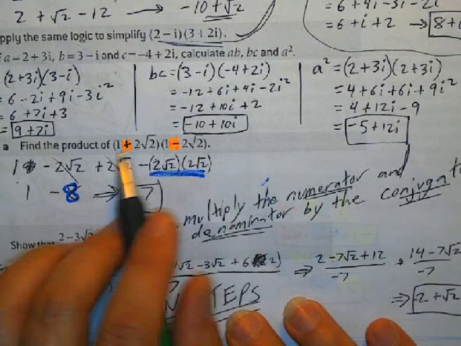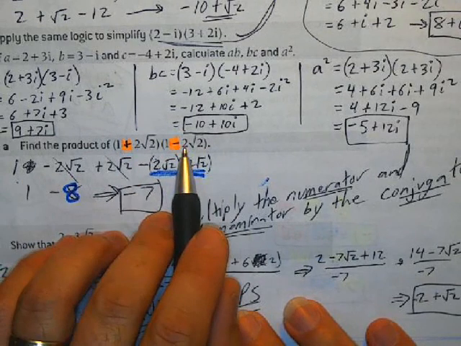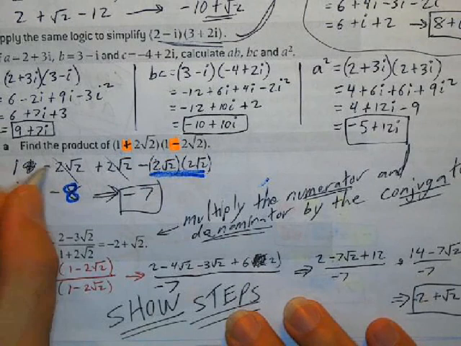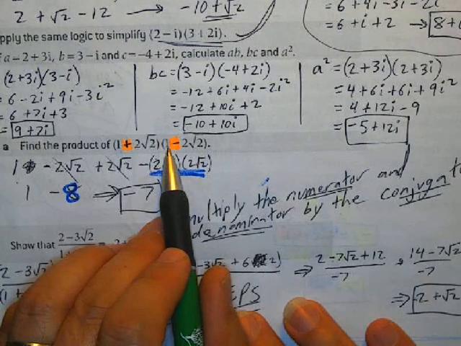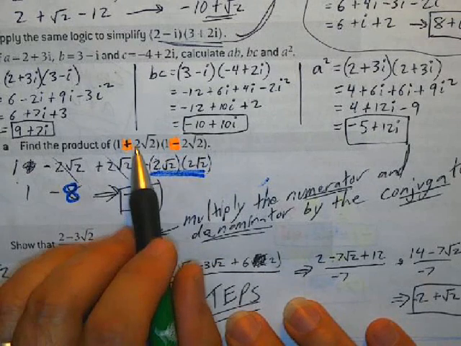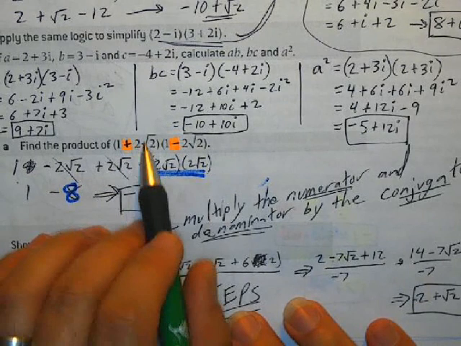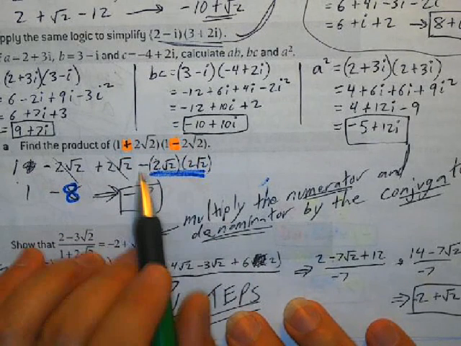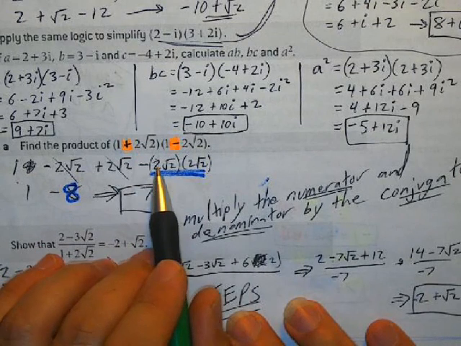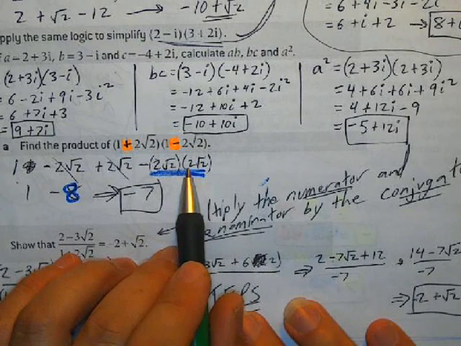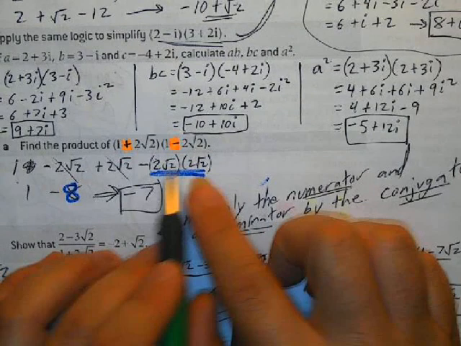1 times 1 is going to give me 1. 1 times negative 2 square root 2 gives me negative 2 square root 2. 2 square root 2 times 1 gives me positive 2 square root 2. And 2 square root 2 times negative 2 square root 2 is going to give me negative 2 times 2 times square root 2 times square root 2. So I've got 2 times 2, which is going to give me 4, and 4 times radical 2 times radical 2 gives me 8.